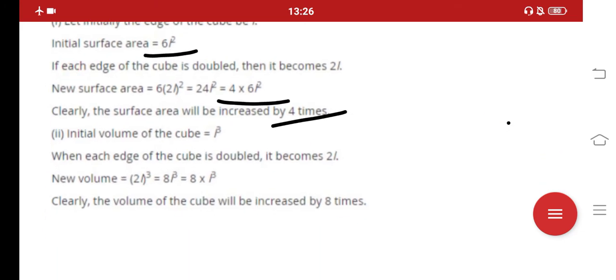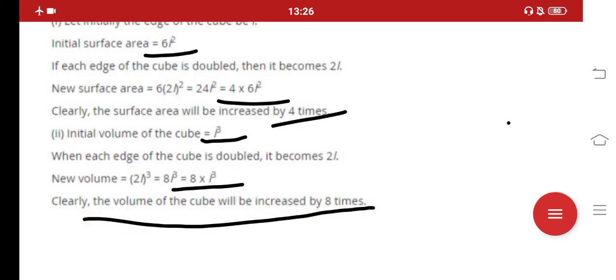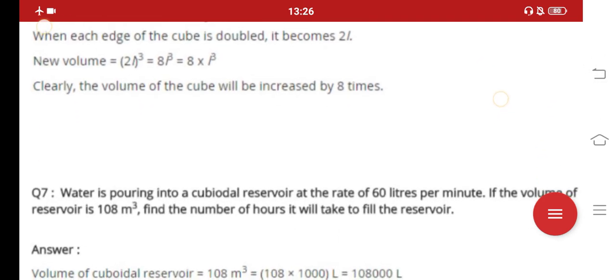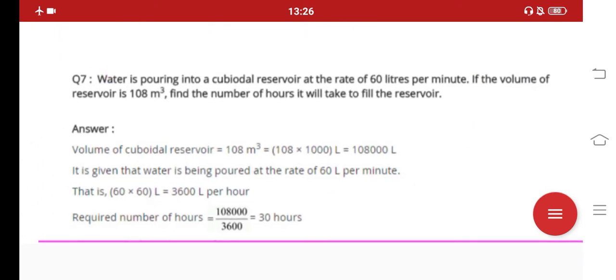Now let us take volume. For volume, we take the edge of that cube as L. So L cube in the first condition. Once the edge is doubled, then in that case, volume will be 8L cube. So here we can see volume increases 8 times. How many times will volume increase? 8 times volume will increase once we double the edge. So this is our question number 6. Now see question number 7.